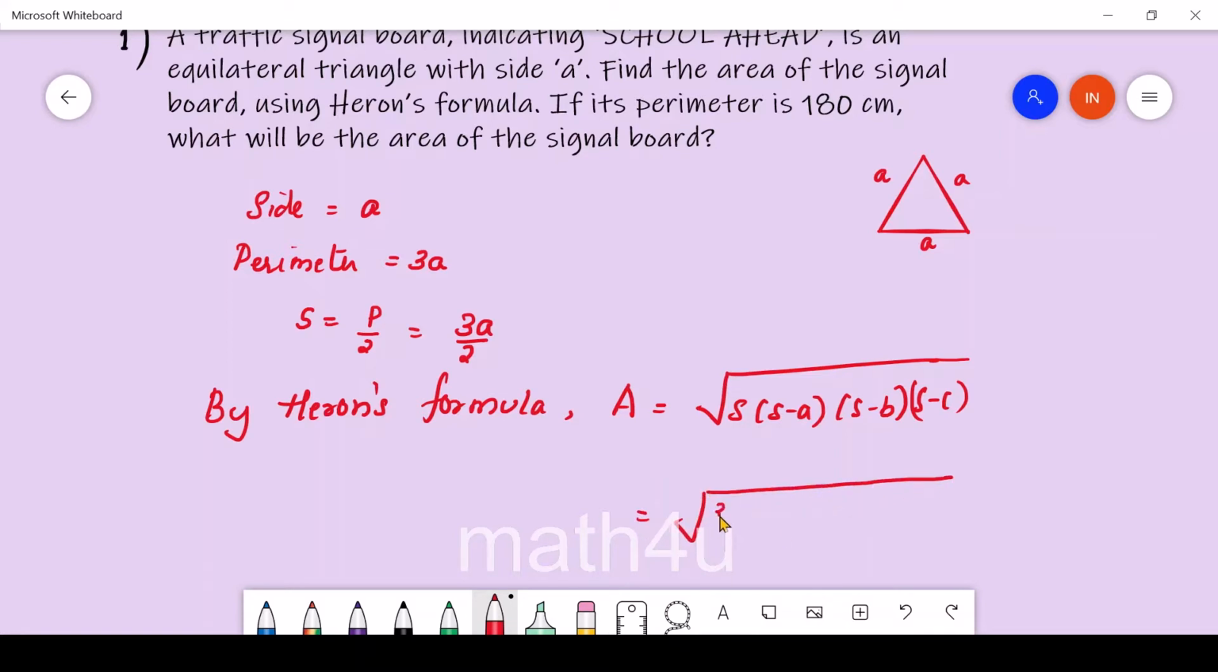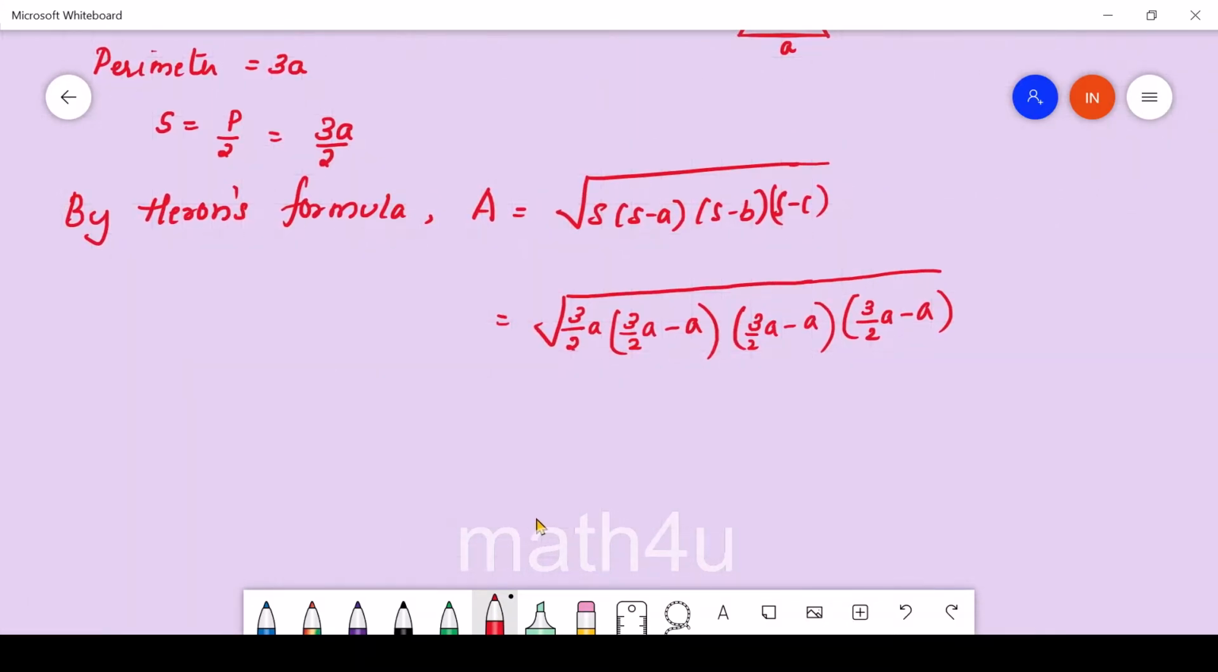Now S is equal to 3 by 2 A, so we get 3 by 2 A into 3 by 2 A minus A, into 3 by 2 A minus A, and again 3 by 2 A minus A, since we got all the sides as A. And how can we solve this? Now this is equal to the root of 3 by 2 A times, and 3 by 2 A minus A is how much? Yes, that is A by 2. Inside the bracket everything is A by 2 multiplied with A by 2 multiplied with A by 2, since all these three are the same.